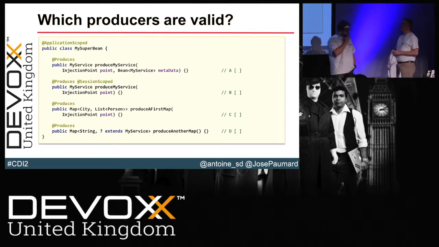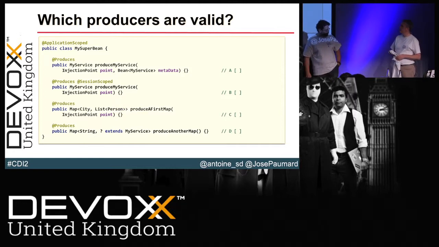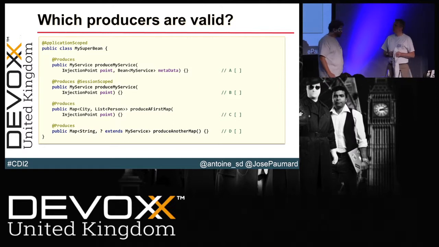The third method returns a map, and takes an injection point as a parameter. It's public, all right. And the last method doesn't get the injection point as a parameter. Yeah. It returns a map. Well, the map is not exactly the same. It has not the same type. There is a wildcard in the parameter. It's not the same parameter of the type. So any idea?